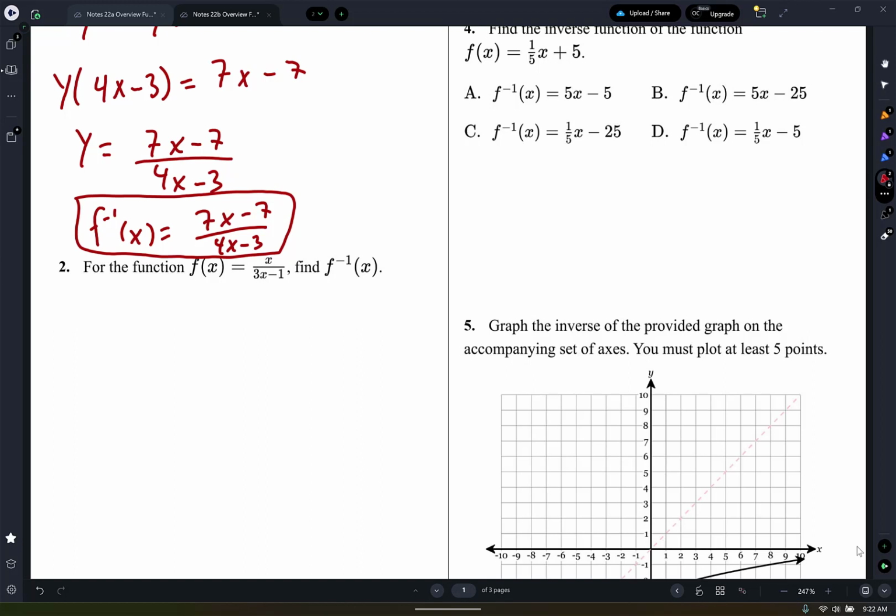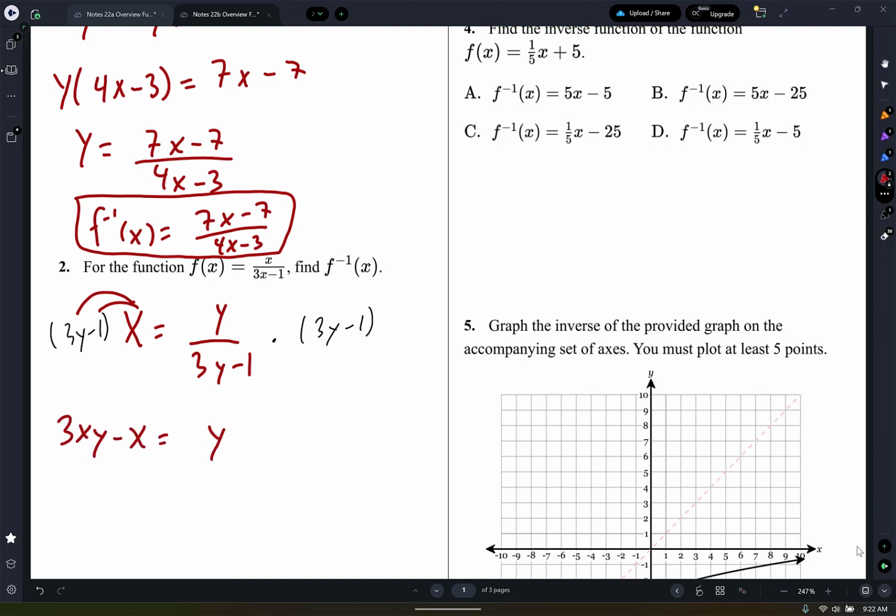Okay. Are you sure? x equals y over (3y minus 1). Now remember, we're trying to solve for y. So the first thing you're going to do for all of them is multiply by whatever you have in the denominator. When you do that, distribute this x. So I'm going to have 3xy minus x equals y. I'm going to move the y to the left and move that negative x to the right. So when I do that, you have 3xy minus y equals x.